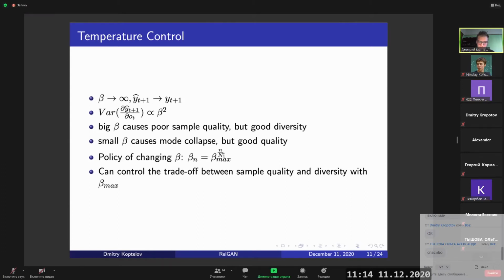And big T is the total number of iterations. And it's stated that we can control our trade-off between sample quality and diversity by choosing beta max.